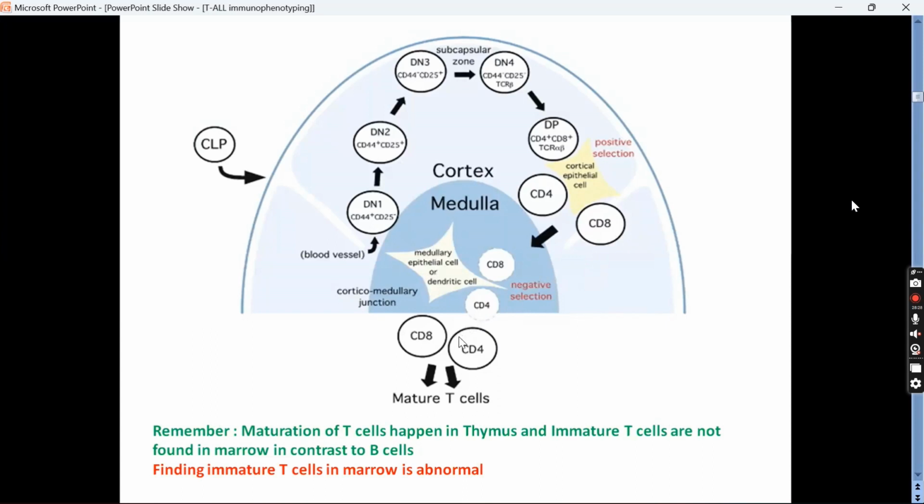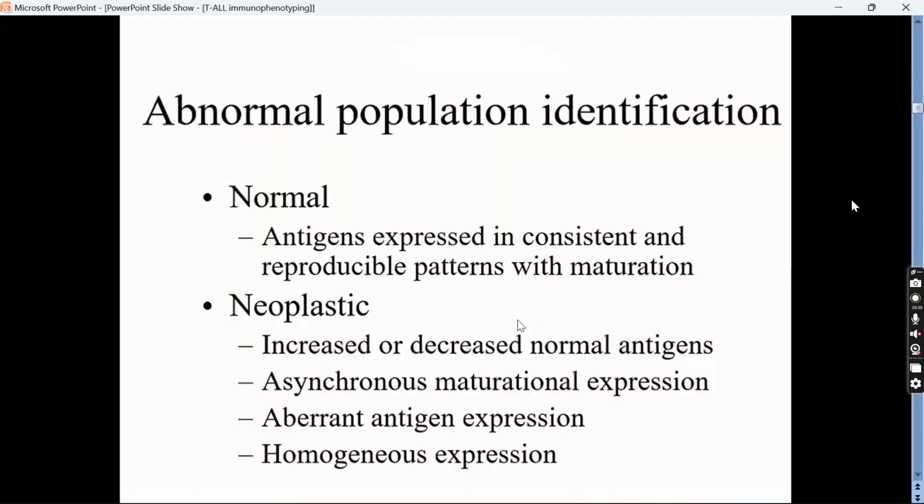After the maturation, they leave the thymus and come out into circulation. So I repeat again, maturation of T cells happens in the thymus, and immature T cells are not found in the marrow. We saw this in PALL phenotyping also. How do we differentiate between normal and neoplastic?